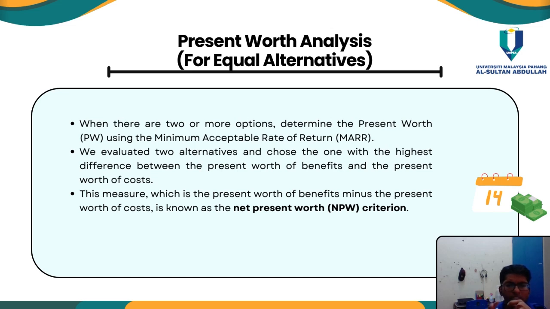Now we're going to go through the three different analysis period situations that are shown in the multiple alternatives. For the present worth analysis, we're going to look at the first case, which is the equal-life alternatives. When there are two or more options, the present worth will be computed using the MARR. We will evaluate the alternatives and choose the one with the highest difference between the present worth of benefits and the present worth of costs. This measure, the present worth of benefits minus the present worth of costs, is known as the net present worth, or the NPW criterion.